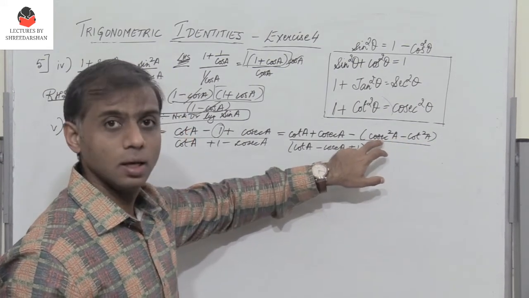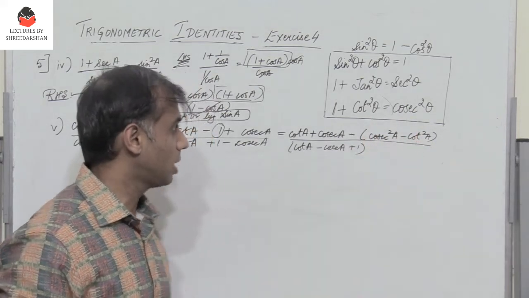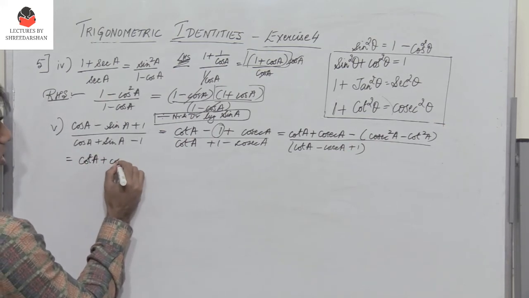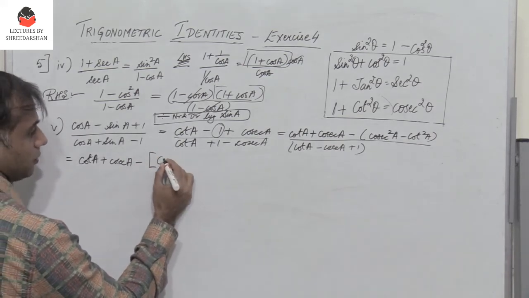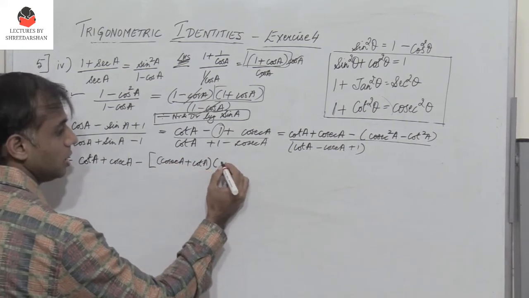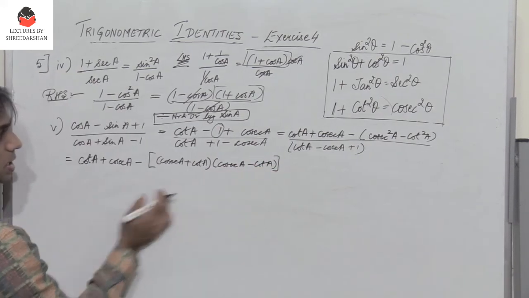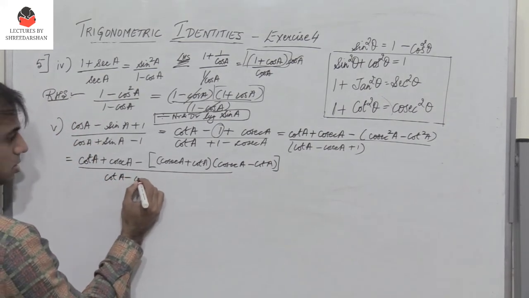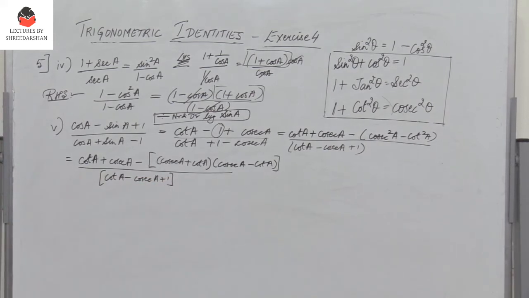So this is of the form A square minus B square. So this can be expanded as A plus B into A minus B. So I have A plus B, so I have cosecant A plus cot A into A minus B, cosecant A minus cot A, right? So this is A plus B into A minus B divided by, I have cot A minus cosecant A plus 1. So this is what we have as of now.